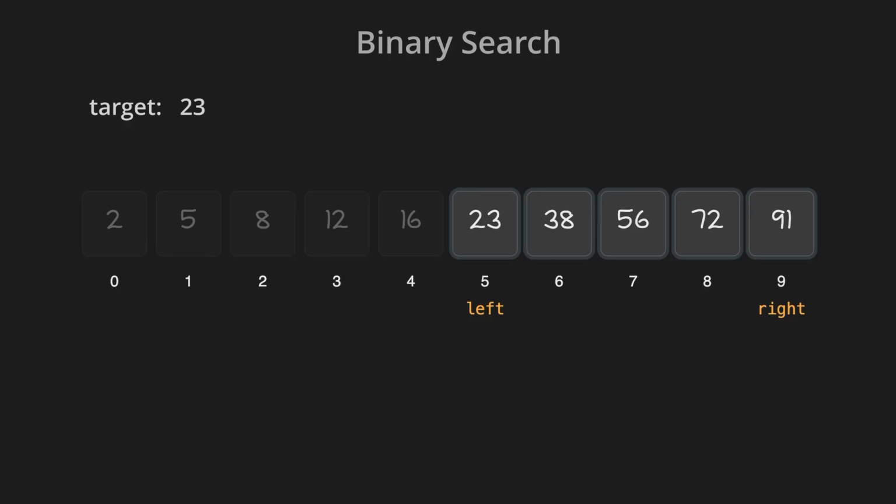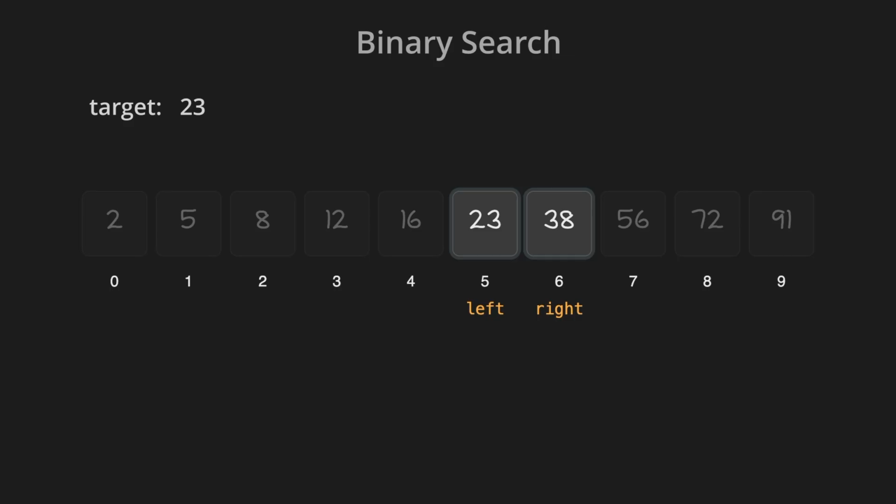Now we calculate the middle of the new range, which is the average of 5 and 9. The middle becomes 7. The value at middle index 7 is 56. 56 is greater than the target, 23. So the target cannot be in the right half of the search range after 56. We move the right pointer to middle -1, so the right pointer becomes 6. Now the range is from index 5 to index 6.